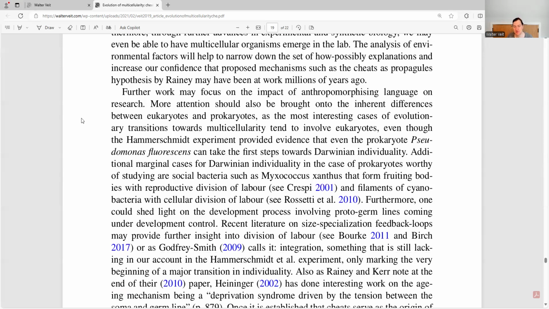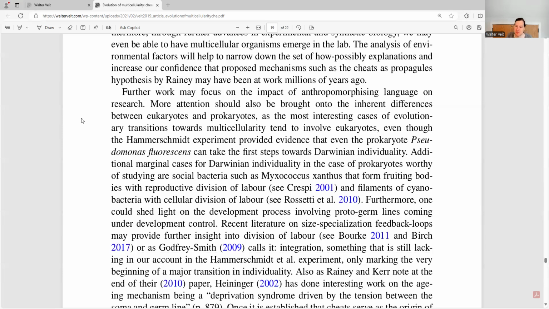Additional marginal cases for Darwinian individuality in the case of prokaryotes worthy of studying are social bacteria such as Myxococcus xanthus that form fruiting bodies with reproductive division of labor, see Crespi 2001, and filaments of cyanobacteria with cellular division of labor, see Rossetti et al. 2010.